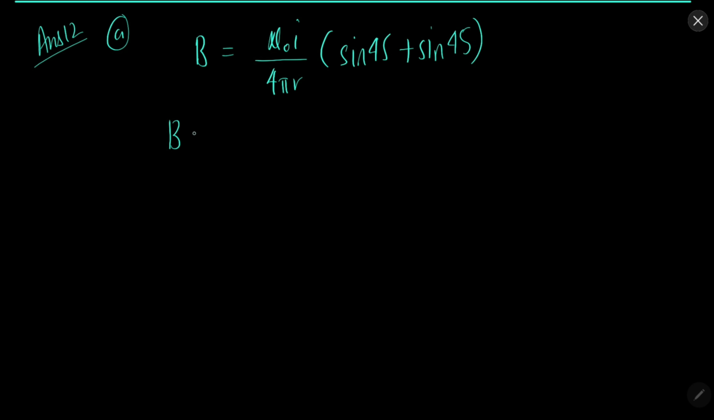For each wire, the magnitude of the magnetic field will be equal to mu naught I over 4 pi r, sine 45 degree plus sine 45 degree, which will give us mu naught into 5 over 4 pi into 5 by 2. Sine 45 is 1 by root 2, so 1 by root 2 plus 1 by root 2 will be 2 by root 2, or it can also be written as root 2.